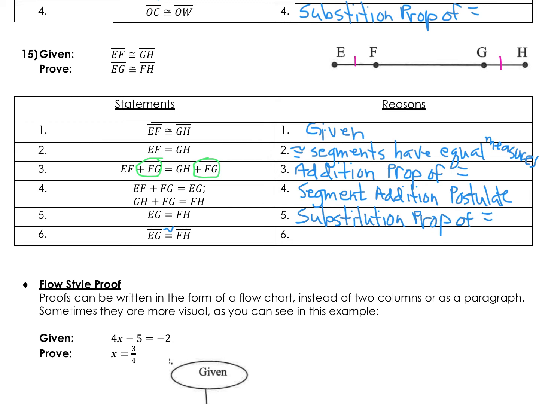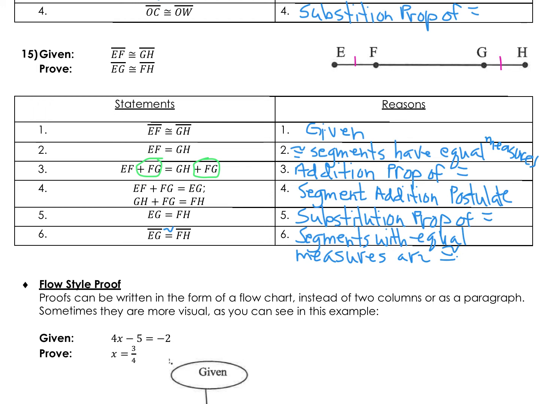And then finally, we have a change in notation. We're going from equality to congruency. So it's really the converse of this reason number 2 up here. So segments with equal measures are congruent. So if you did that all on your own, congratulations.